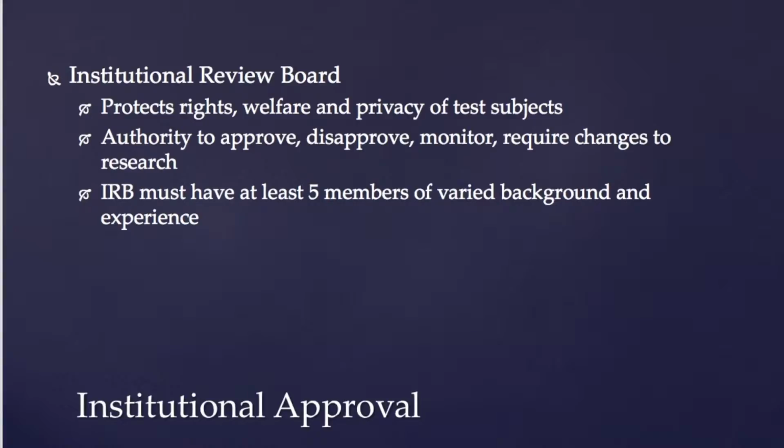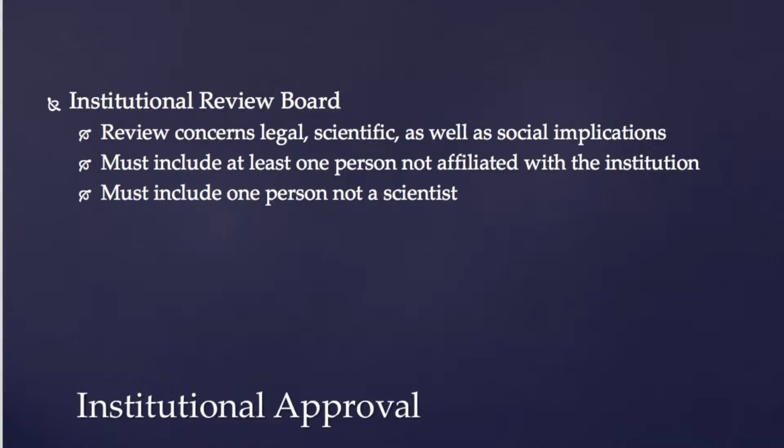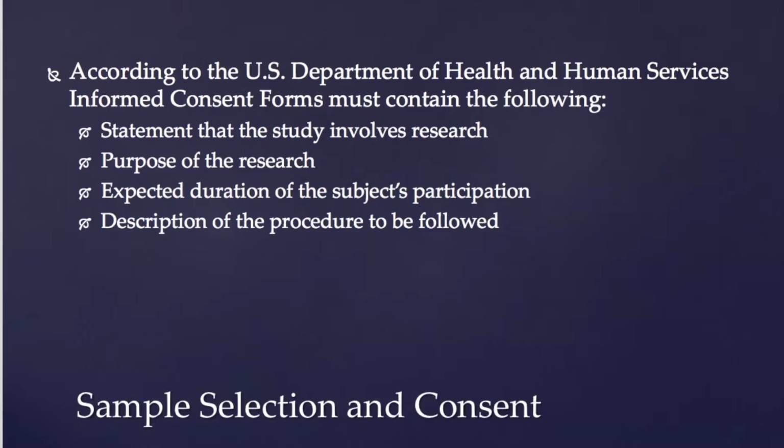its jurisdiction. The IRB has to have at least 5 members of varied backgrounds and experience. The people on the committee have to have legal, scientific, as well as social perspectives. They must include at least one person not affiliated with the university and at least one person that's not a scientist. The IRB can have consultants who advise the board and are involved in protocol review.